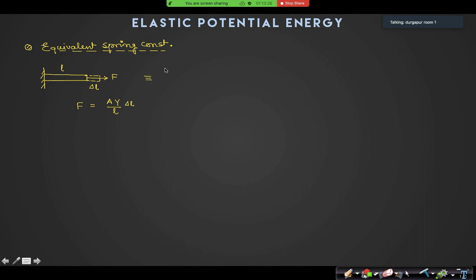If I compare it with a spring that has natural length L, and I elongate it by a force F, with further elongation delta L, and spring constant K, then can I say F is equal to K delta L? If I compare these two equations, you can see that the equivalent spring constant of this rod is A into Y by L.